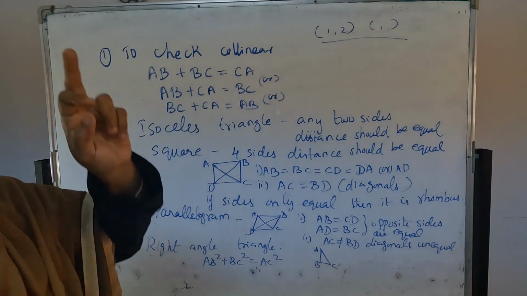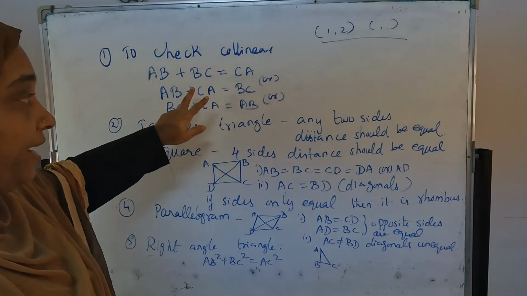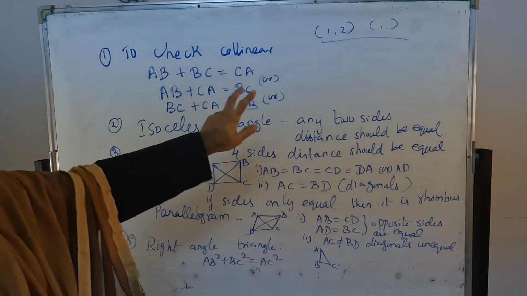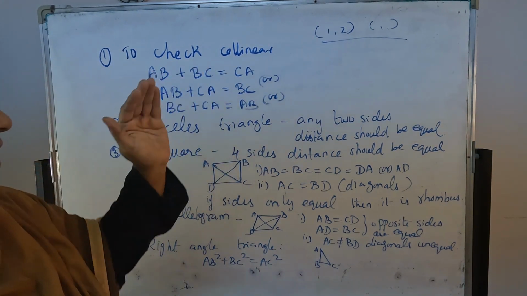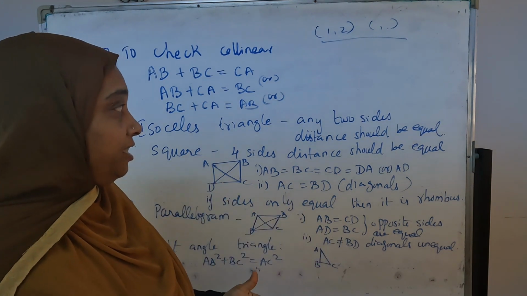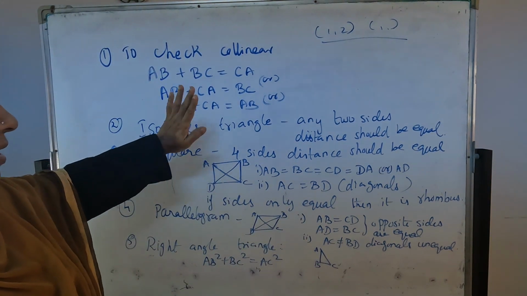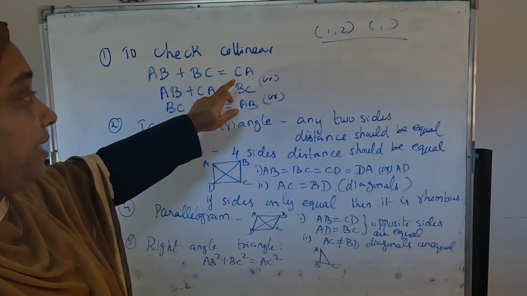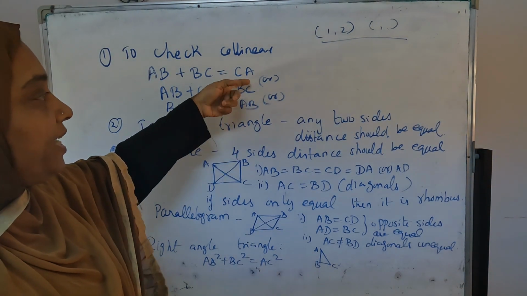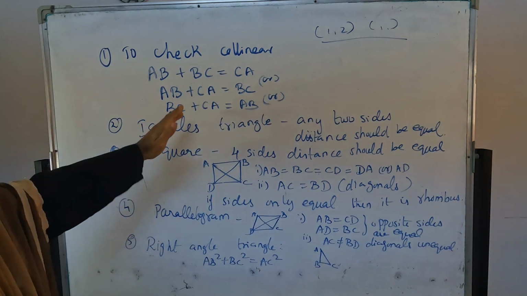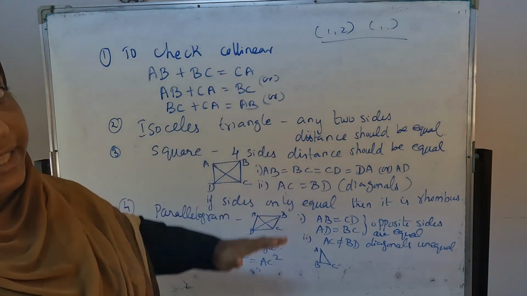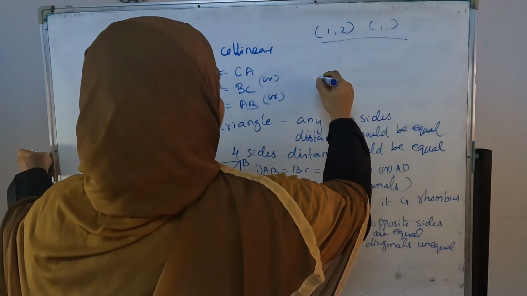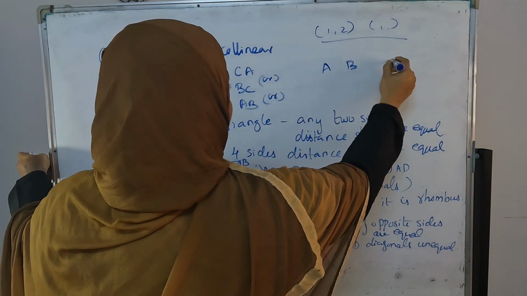If they are asking you to check collinear, find the distances AB, BC and CA, and check: if you add any two distances and it gives the third distance, then it is collinear. The condition is AB plus BC equals CA, or AB plus any two sides. I gave all the combinations of the sides. If it comes like this, it is collinear. Use the distance formula to find the distance between the points A, B, C.